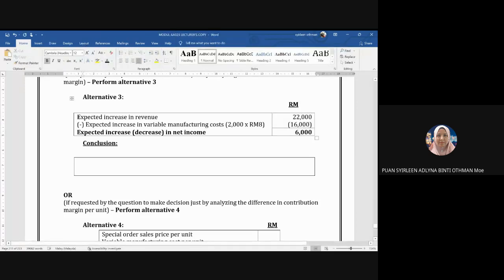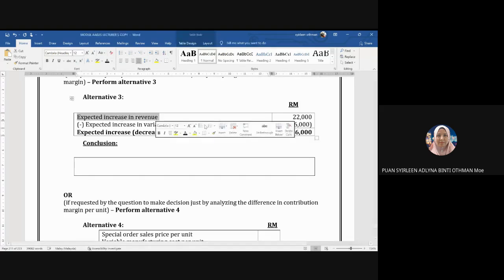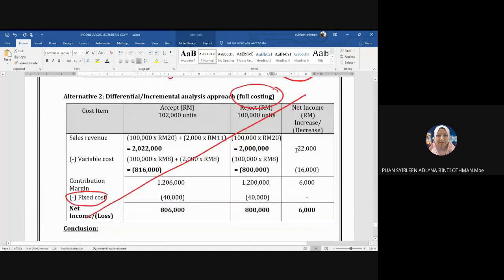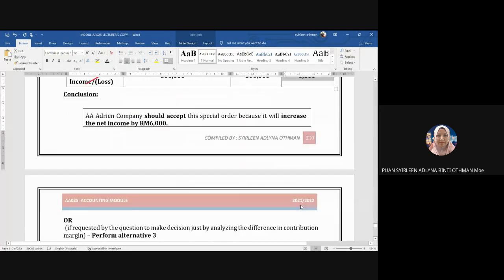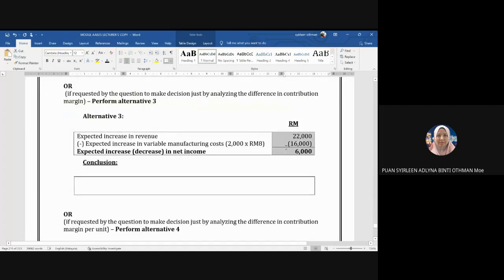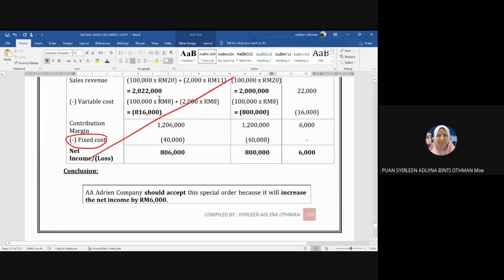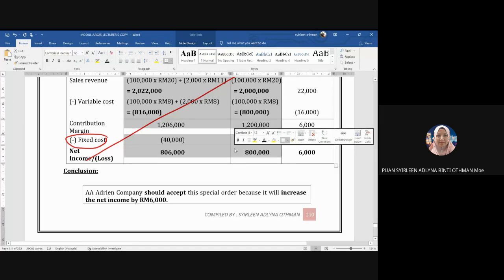Kalau expected increase ni sebenarnya kita dapat daripada sini kan, 22,000. Okay, so dia just ambil the last part of this table dan dia buat decision. Bila dia buat decision macam ni, I can only give you marks here saja. Tapi semua item yang kat dalam ni, saya tak boleh bagi markah sebab tak ditunjukkan dalam pengiraan. So you lose a lot tau.